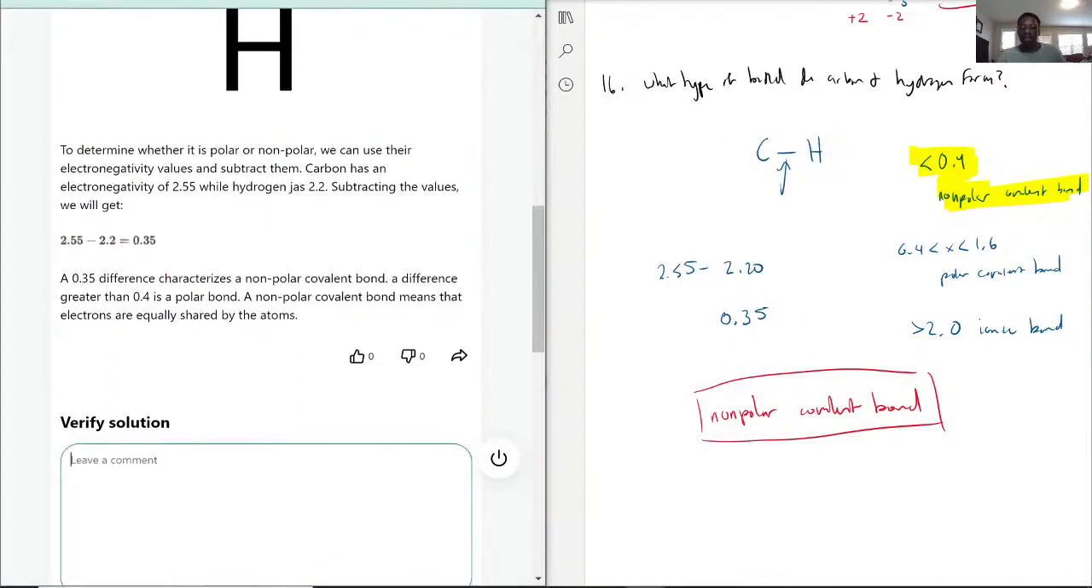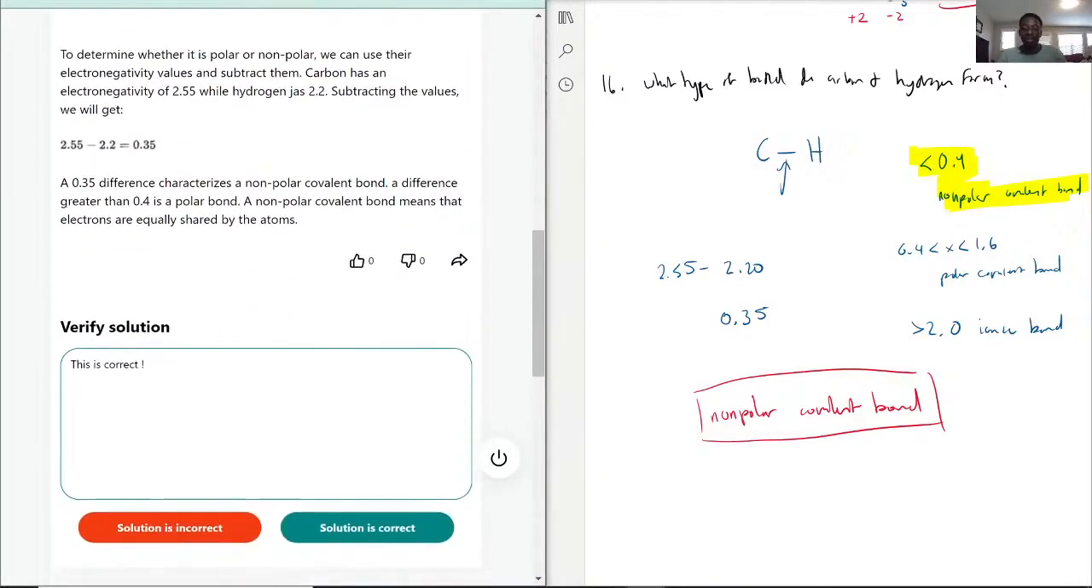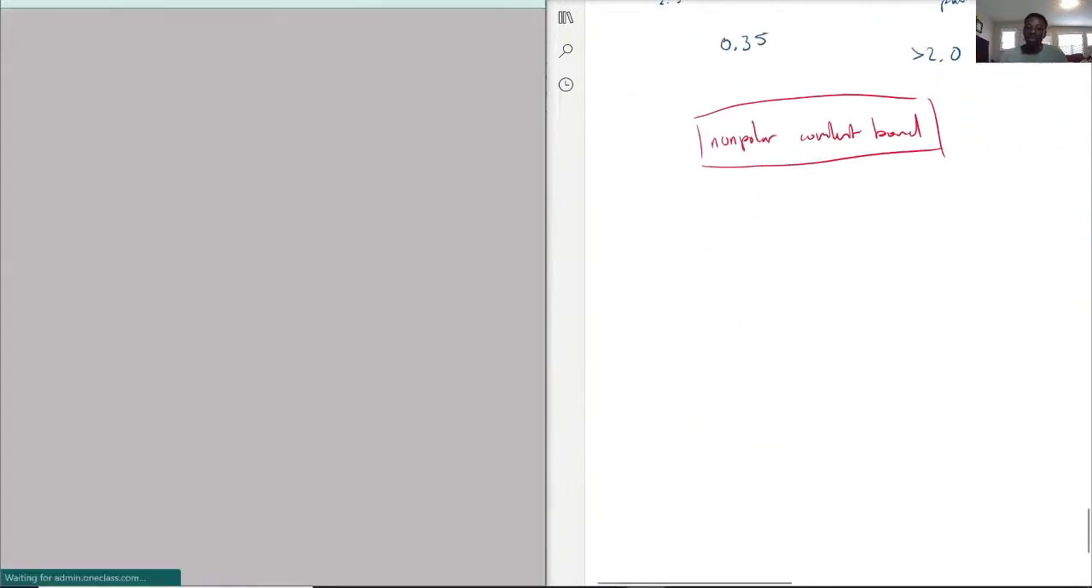Okay? So that means the electrons are shared relatively evenly between them, and there are no poles formed in a carbon-hydrogen bond. So now question 17.